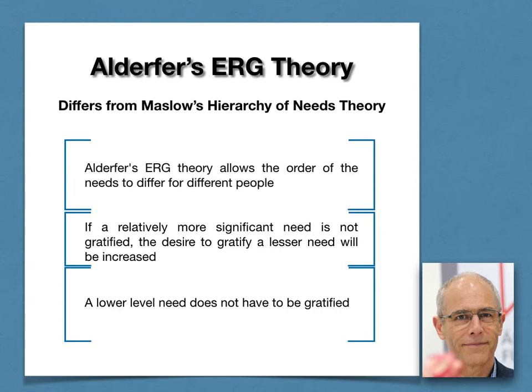Alderfer's ERG theory allows the order of the needs to differ for different people. For example, it accounts for the starving artist, who may place growth needs above existence needs. We have now reached the end of Alderfer's existence, relatedness and growth theory, or ERG theory as it is better known as.